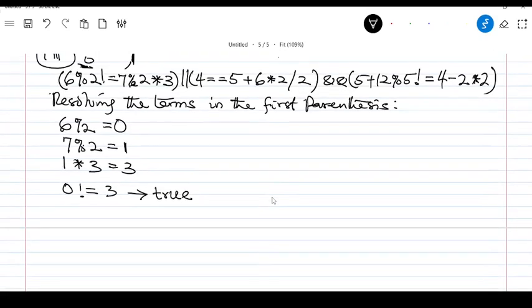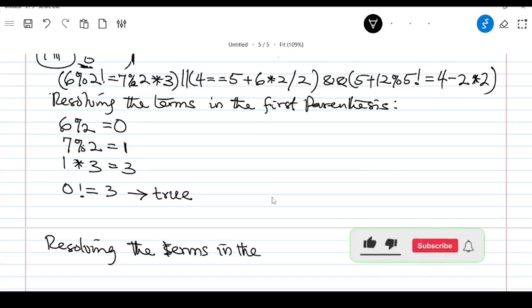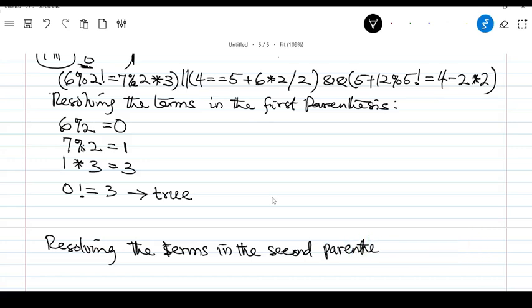So let's go to resolve the second one. We're also going to be resolving the terms in the second parenthesis.